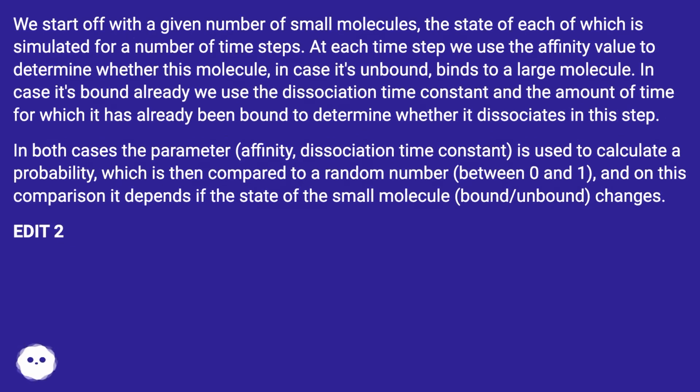We start off with a given number of small molecules, the state of each of which is simulated for a number of time steps. At each time step we use the affinity value to determine whether this molecule, in case it's unbound, binds to a large molecule. In case it's bound already, we use the dissociation time constant and the amount of time for which it has already been bound to determine whether it dissociates in this step. In both cases the parameter, affinity or dissociation time constant, is used to calculate a probability, which is then compared to a random number between 0 and 1, and on this comparison it depends if the state of the small molecule, bound or unbound, changes.